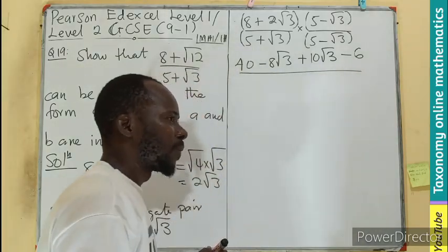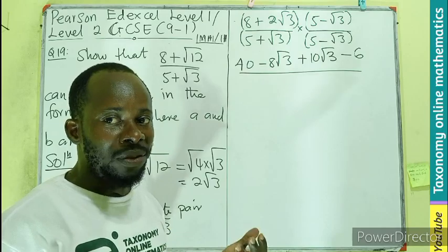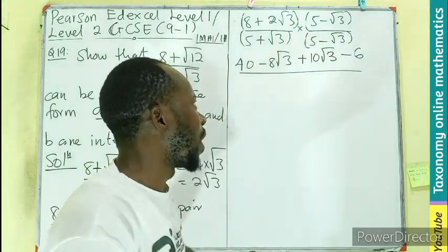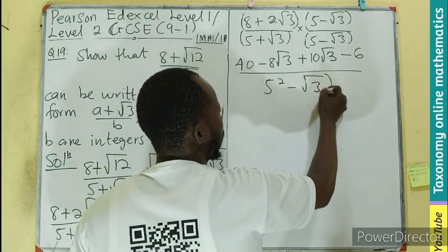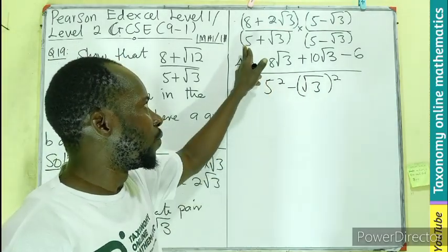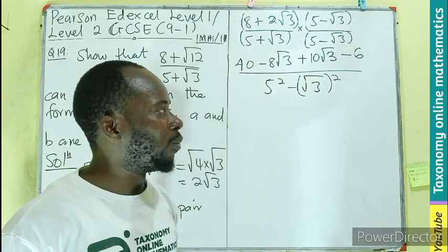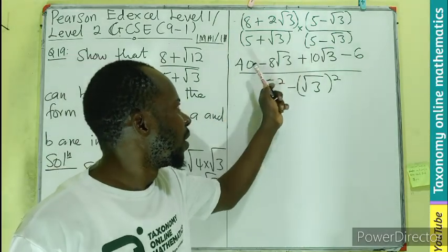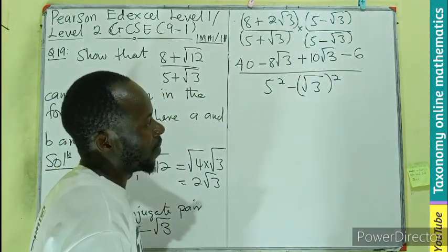All divided by the conjugate pairs, which is only a difference of two squares: the first term squared minus the second term squared. So you only pick 5 squared minus the root of 3 all squared. You can see the difference of two squares, first sum times second difference. So that is how we expanded that one. Then in the numerator, 40 minus 6. That would be 34, right?